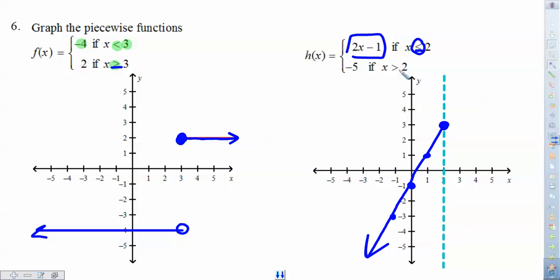Now what happens if we are greater than 2? If we're greater than 2, then we are just simply at -5. So right here where we left off, right here at 2, we'll pick that up right down here at -5, an open circle, and then we'll continue this way. Realize we would have done the same thing over here. We could have used the strategy of graphing both and then erasing.